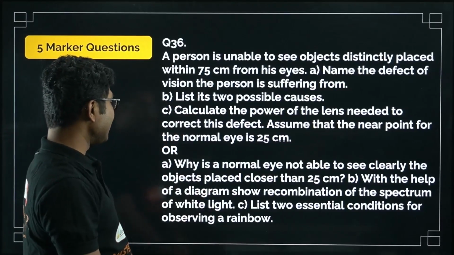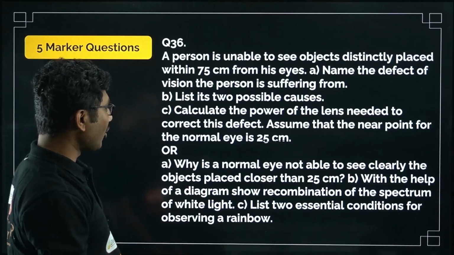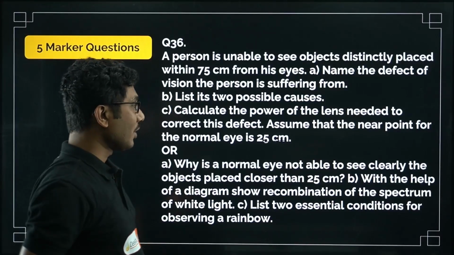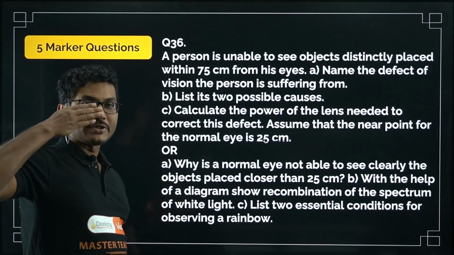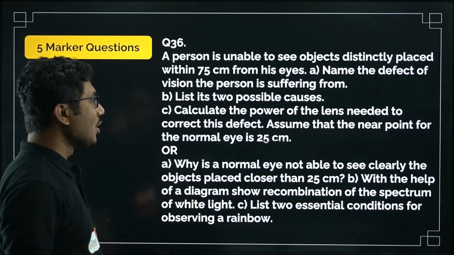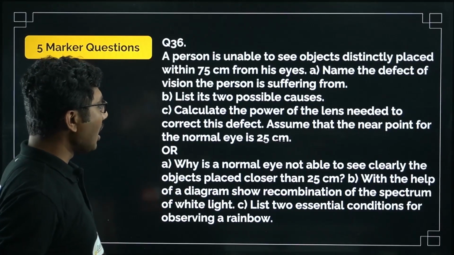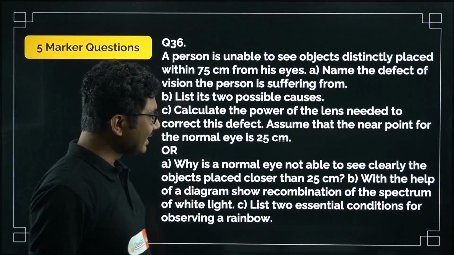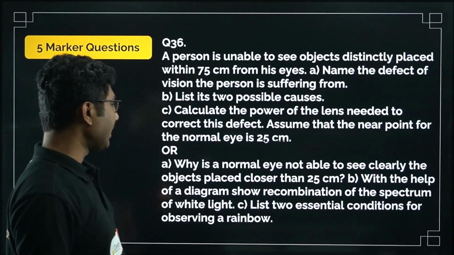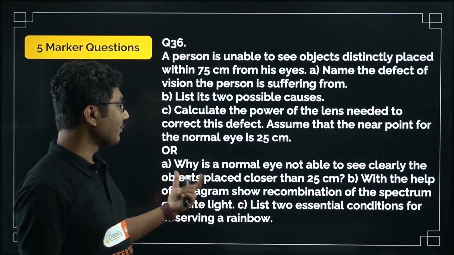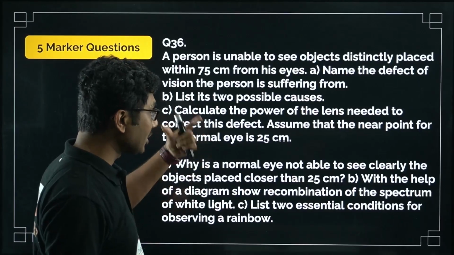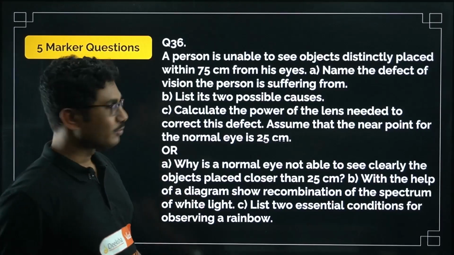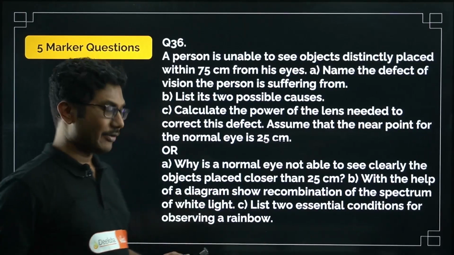Now there is an OR question to this as well. Why is a normal eye not able to see clearly the objects placed closer than 25 centimeter? Okay, why is the near point 25 centimeter? What happens if an object is placed very close to your eye? With the help of a diagram, show recombination of the spectrum of white light. We discussed this in our last class also. List 2 essential conditions for observing a rainbow. So this is a mixed bag of questions. One question is from the human eye portion, one is from the dispersion portion, and one from the rainbow portion. So all from the same chapter, but it is a mixed bag question, right?